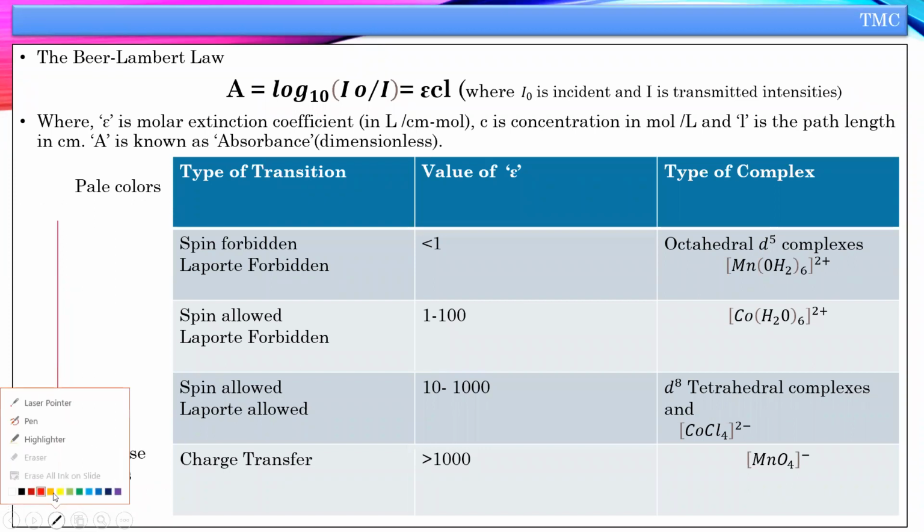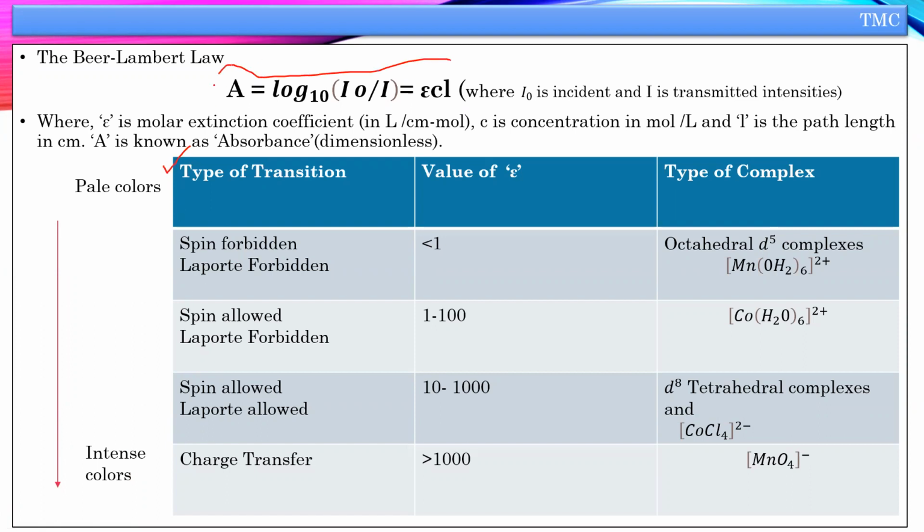And another one, this is the table summing up all the conditions. There is one formula: absorbance A is equal to log to the base 10 of I0 by I. Here, I0 is the incident intensity, I is the transmitted intensity, epsilon is a constant, C is the concentration, and l is the path length. It is important to remember this formula, as questions ask you to calculate absorbance by giving I0 and I, or epsilon, concentration and path length.